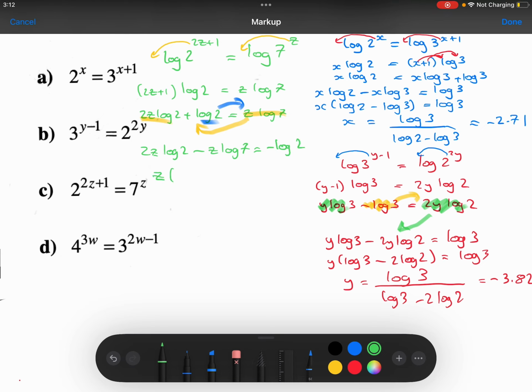Factorise the z outside. And now divide both sides by the bracketed term to make z the subject. And if we put that into our calculator to three significant figures, we get 1.24.